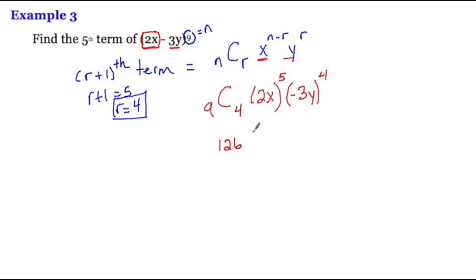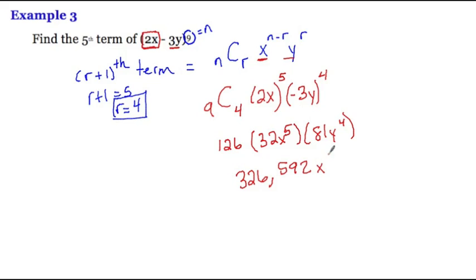And 2x to the fifth goes to 32x to the fifth. And a negative 3y to the fourth gives you 81y to the fourth. And of course, we multiply all that mess together, and you get the brand spanking big term of 326,592 x to the fifth, y to the fourth would be that one term. Now, there's no need to use Pascal's Triangle to figure all those terms out, since all we need is that one.